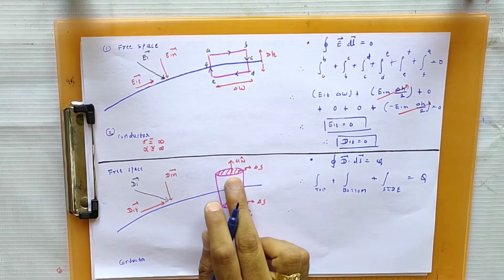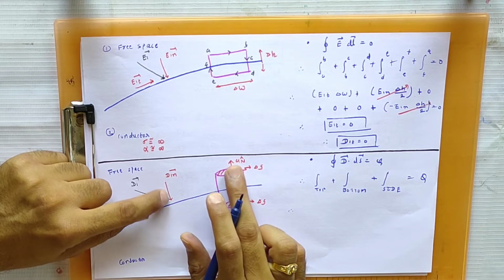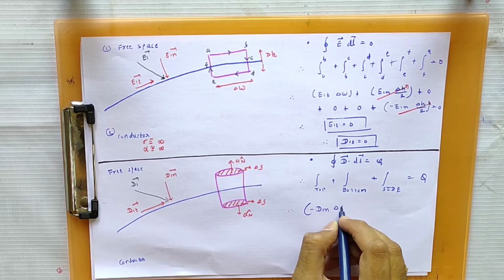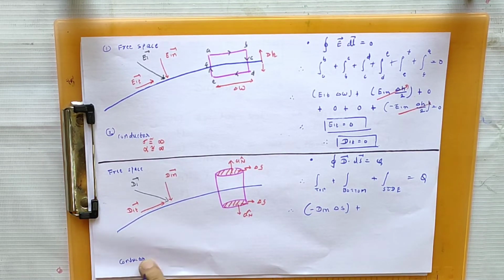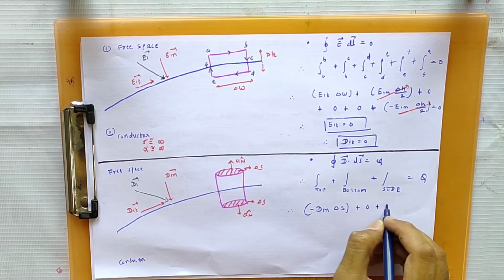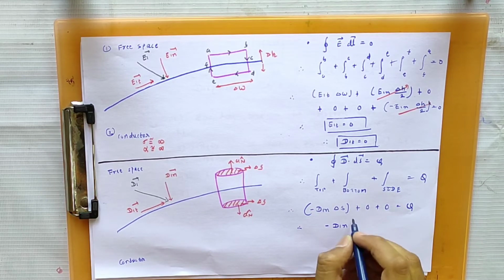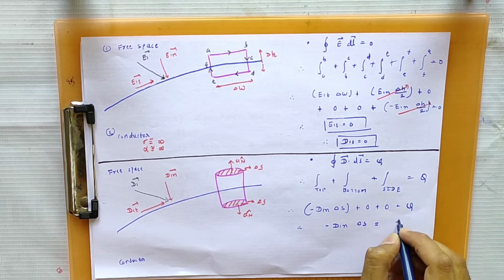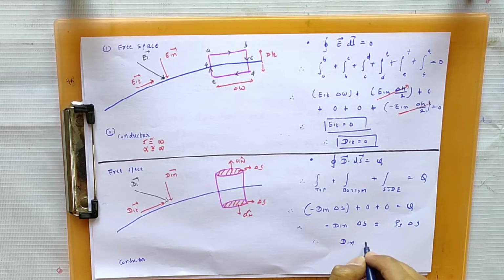For the top side integration, which component is in the same direction? D1n. Actually it is in the opposite direction, so the answer is negative. So this is minus D1n delta S. What about the bottom side? There is no field present in the second medium because the second medium is a conductor, so it is 0, and the side wall is also 0. So this minus D1n delta S is equal to, applying the surface charge density, rho s into delta S. So here D1n is equal to minus rho s.